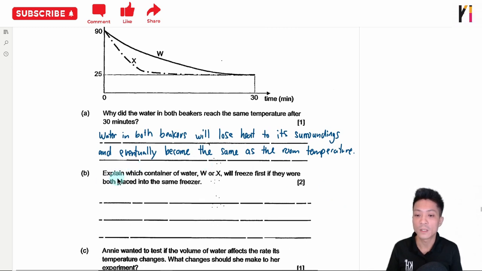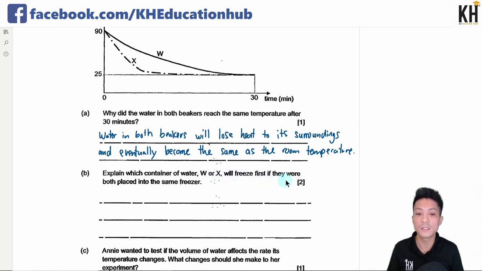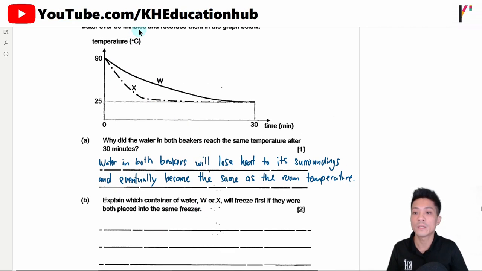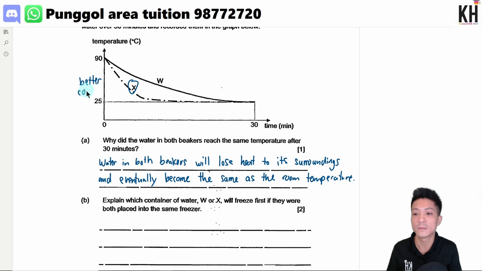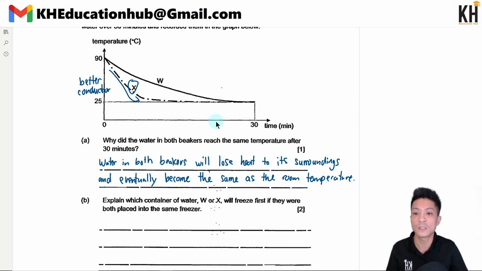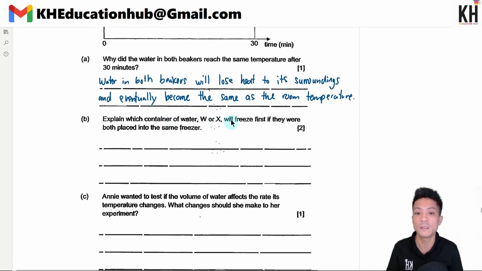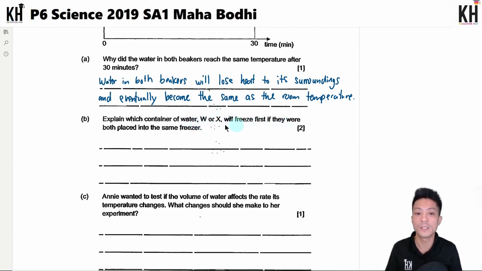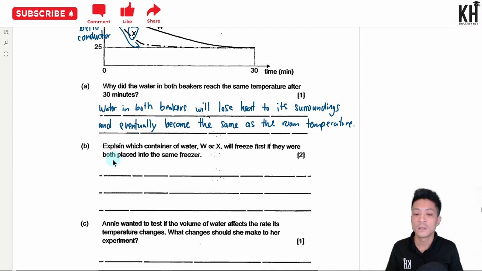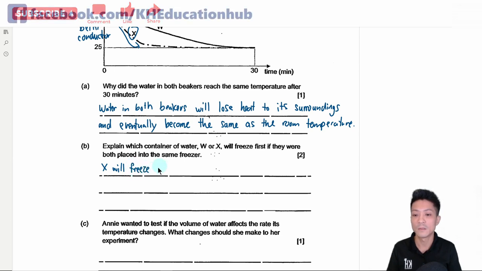Okay, for part B, explain which container of water, W or X, will freeze first if they were both placed in the same freezer. Looking at the graph, we can tell that X is the better conductor of heat, because we can see that the temperature of X decreases faster than W. So this suggests that X is a better conductor of heat, and if it is a better conductor of heat, it will freeze first if they are both placed into the same freezer. So I will say X will freeze first.